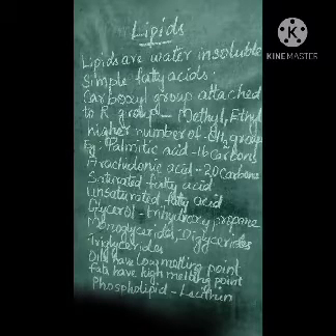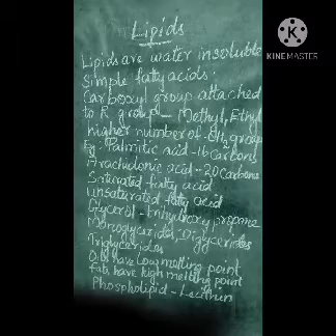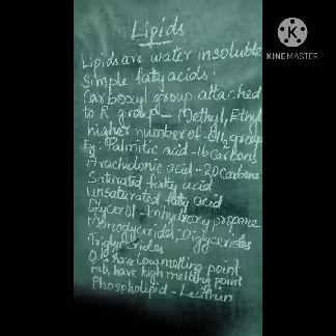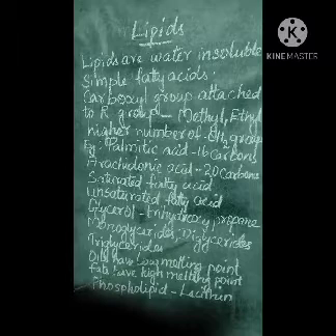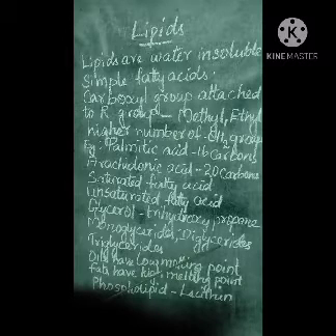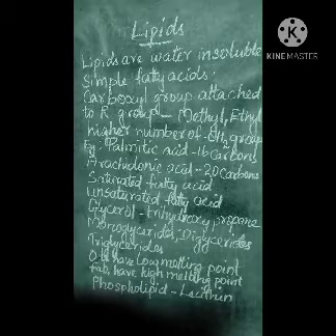These glycerides can be monoglycerides, diglycerides or triglycerides. What is monoglyceride? Mono means single. So here one fatty acid will be esterified with the glycerol. That is called the monoglyceride. And what is diglyceride? Di is 2. So two fatty acids will be joining with the glycerol and it forms diglyceride. And triglyceride means three fatty acids will be esterified with the glycerol.